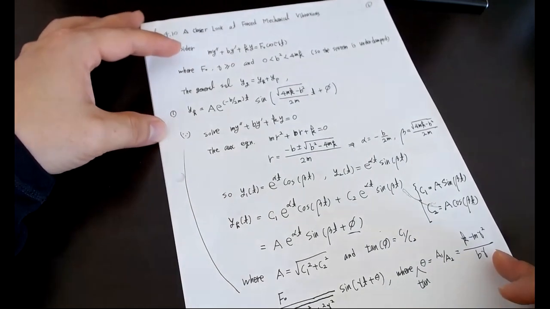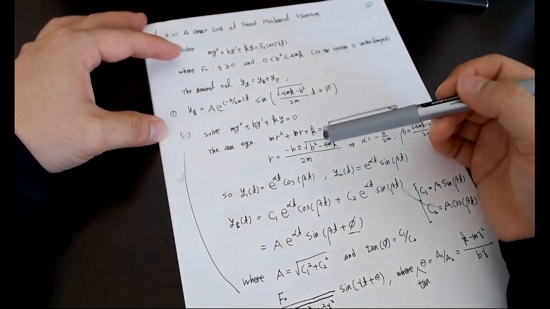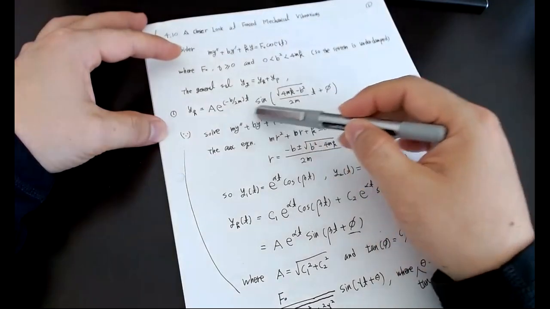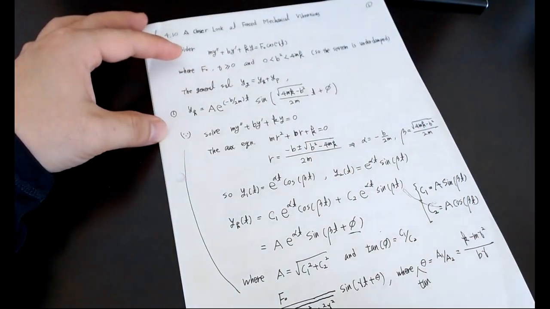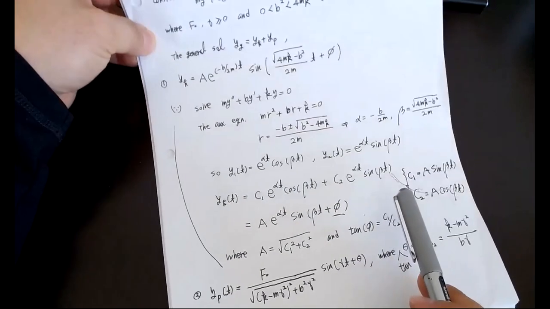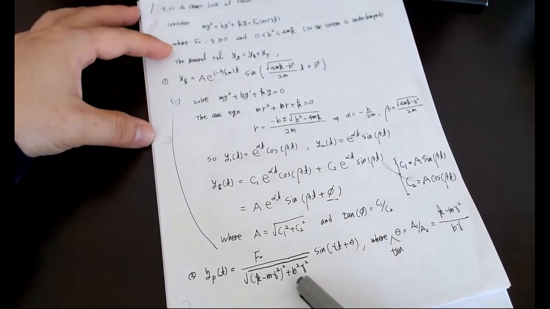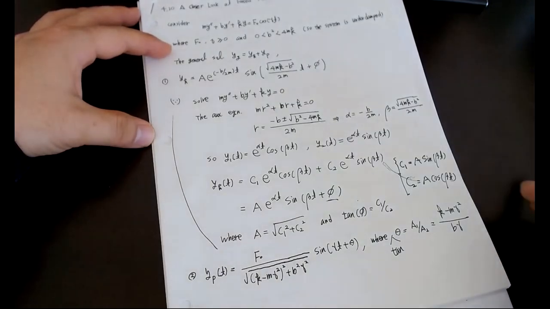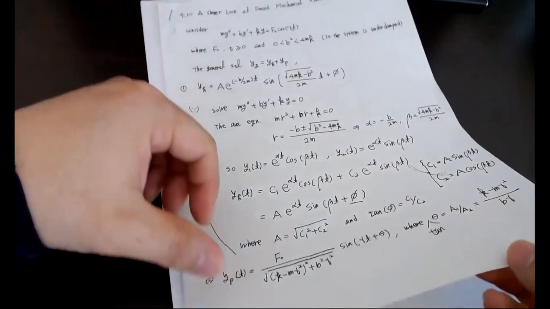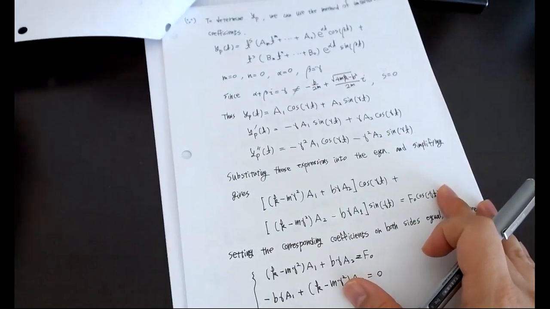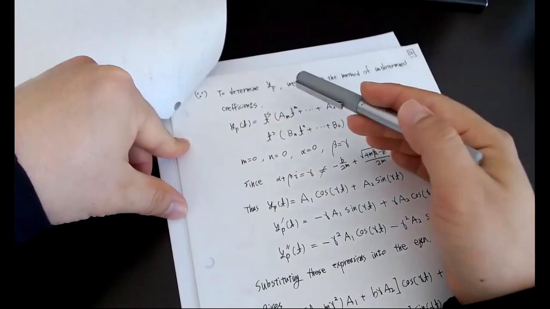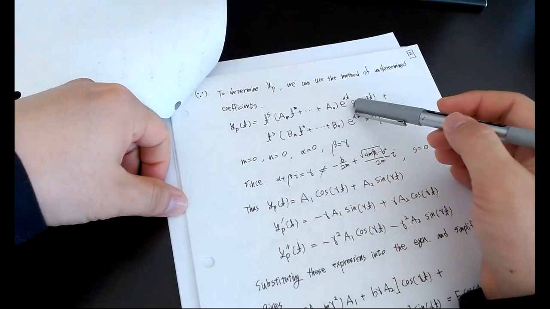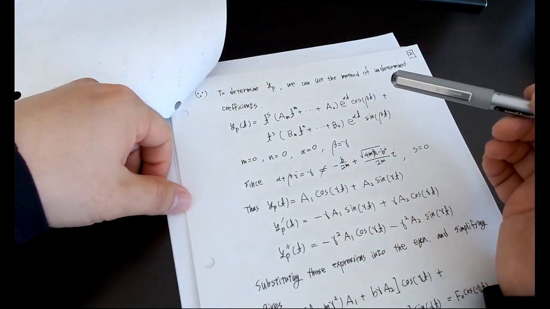Now, we got YH, right? So this is YH. What about YP? YP is this. Let's see where that comes from. We apply the method of undetermined coefficients. To determine YP, we can use the method of undetermined coefficients, as I told you.